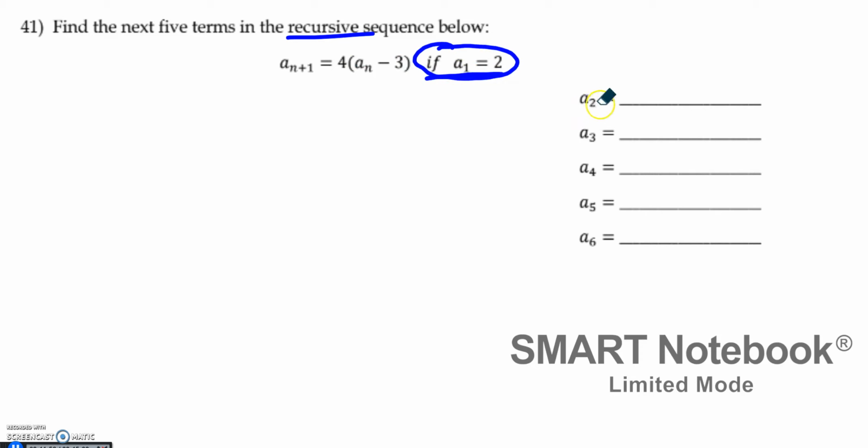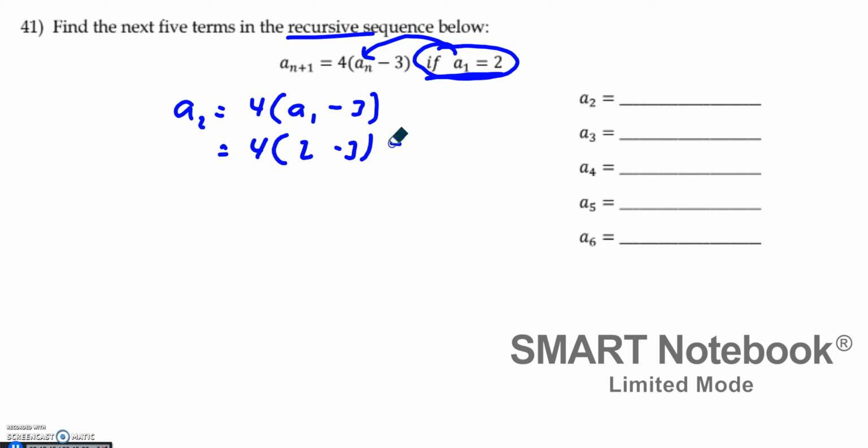So if I'm trying to find my second term, what I'm going to do is take the answer to my first term and plug this in for a sub n. Because what you're really doing is saying a sub 2 is equal to 4 times a sub 1 minus 3. So that would really be 4 times 2 minus 3, which would be 4 times negative 1 or negative 4.